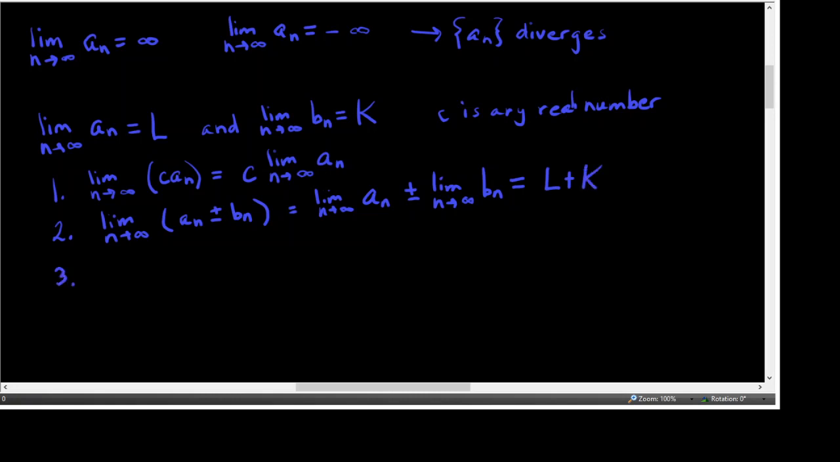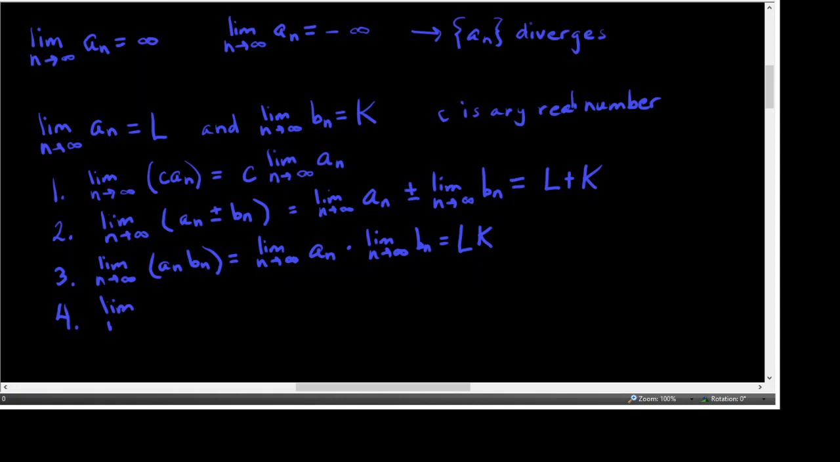Number 3. If you have the limit of a product of two formulas, so a sub n multiplied by b sub n, that's going to also be something that you can separate and take the limit of a sub n and multiply it by the limit of b sub n. And by substitution, the first one is L, the second one is K, and so the answer is L times K. And then for a quotient, the same thing happens.